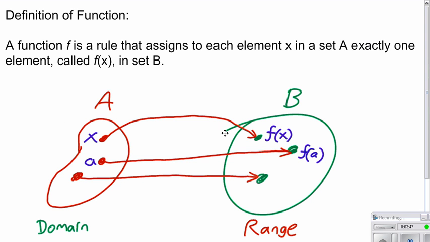If you remember back to the 2.1 notes, the definition of a function was that it assigns each element in set A to exactly one element in set B. Exactly one is a key part of that. That means that every input can only have one output. You can't input the same thing twice and get 2 different answers. Every time you input that same thing, you get the same result.